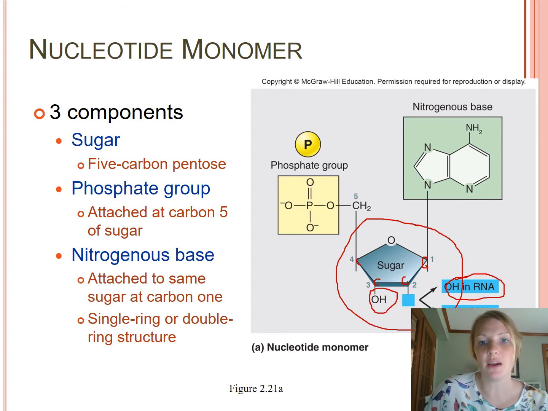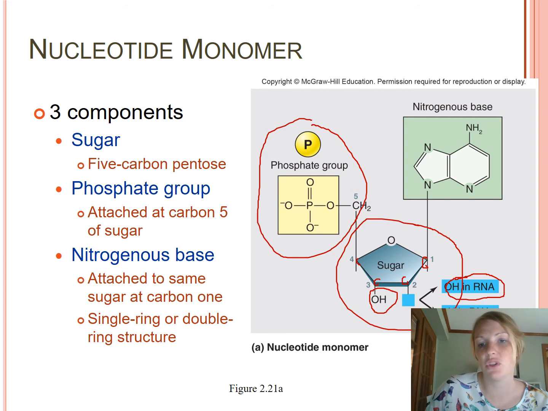Then we have a phosphate group that's attached here, which is attached to the sugar. And then also over here, importantly, we have the nitrogenous base. And this can really vary.